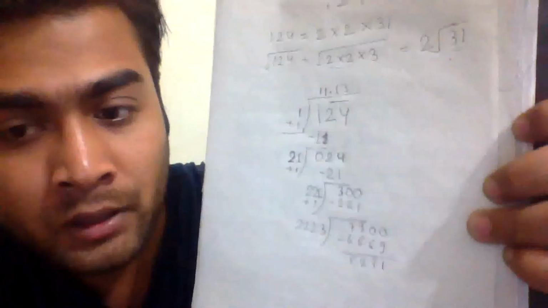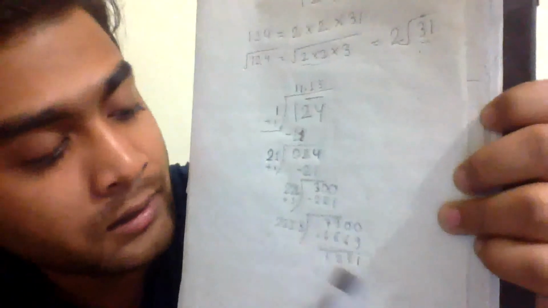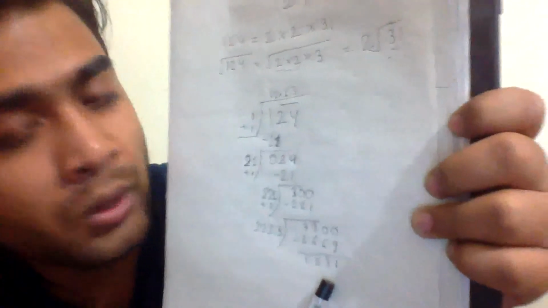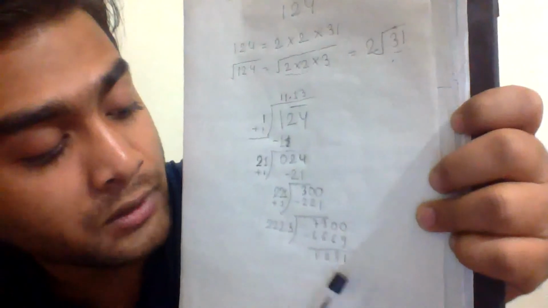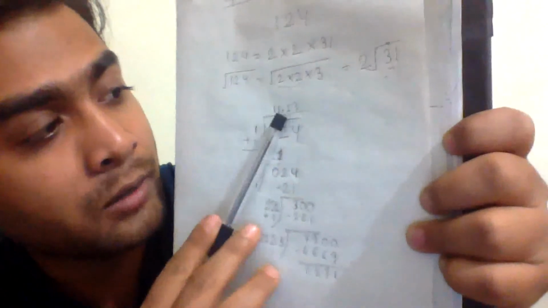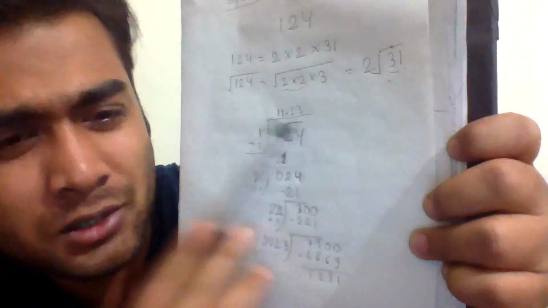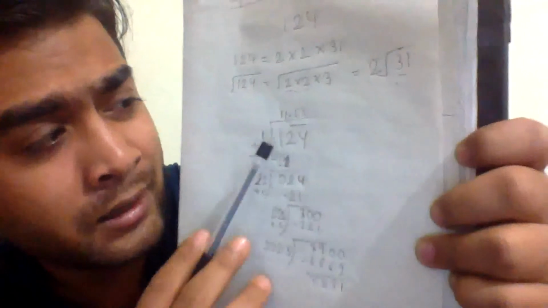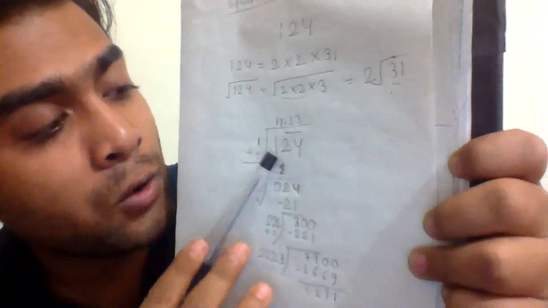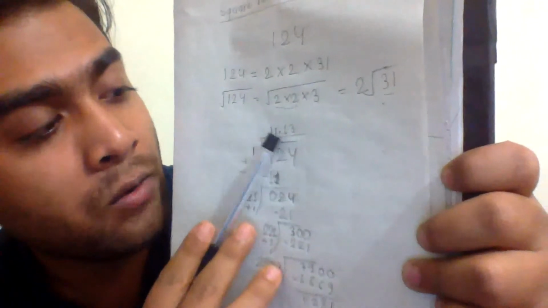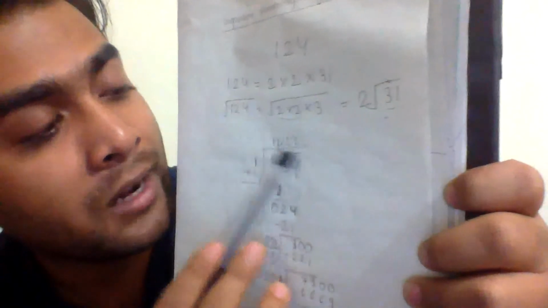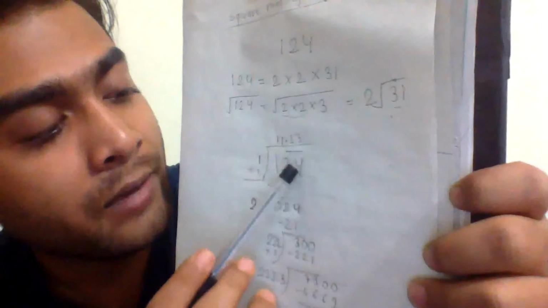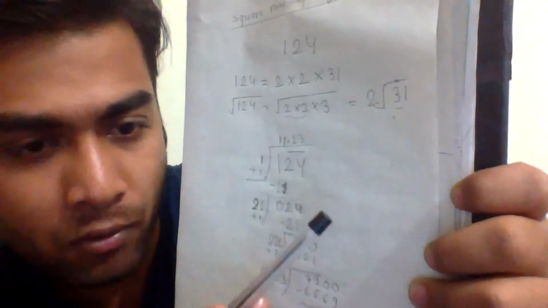Okay, now you can see that I can go for another division process also, but I don't think I need to go for dividing it further, because I have got two terms after the decimal over here, which is sufficient for finding the answer. So I can say that the square root of 124 will be equal to 11.13. That is, this number when multiplied by itself will give approximately 124.